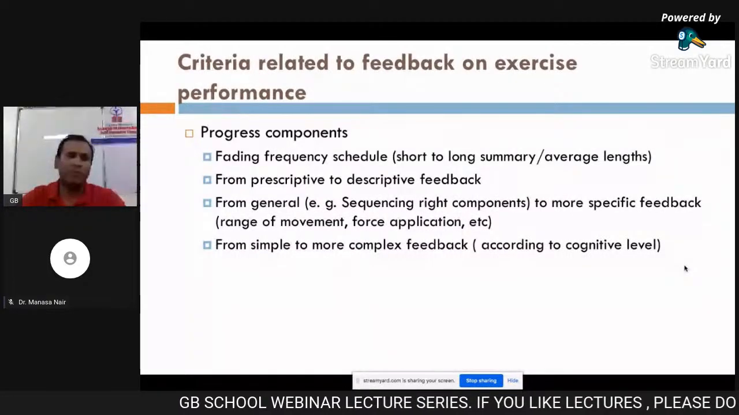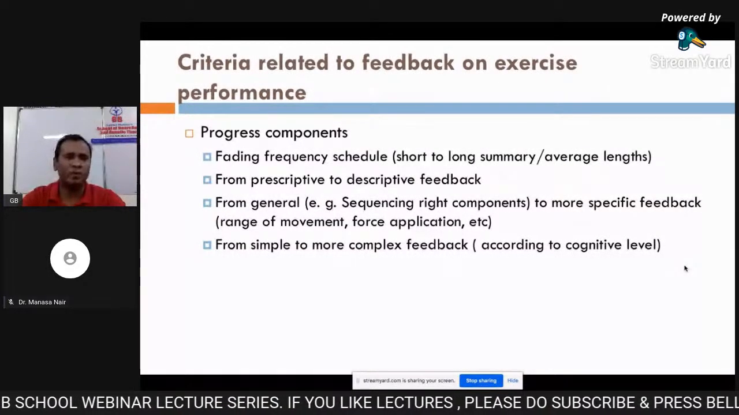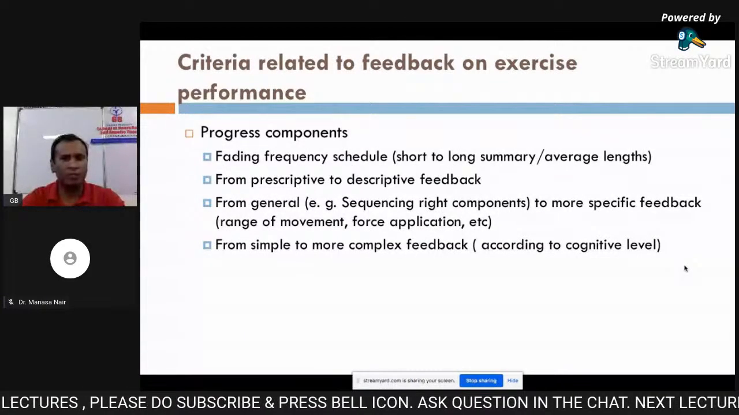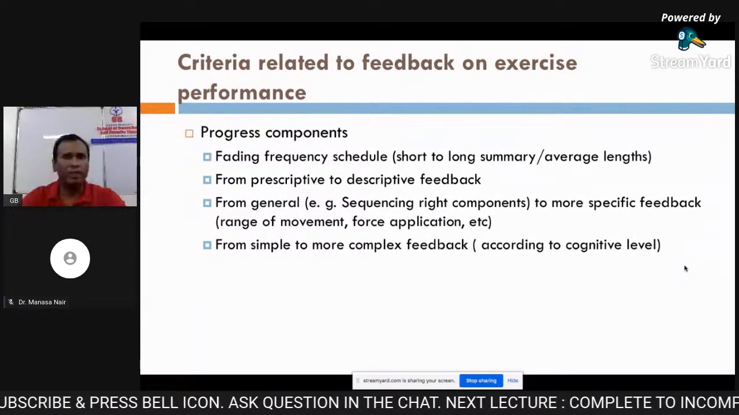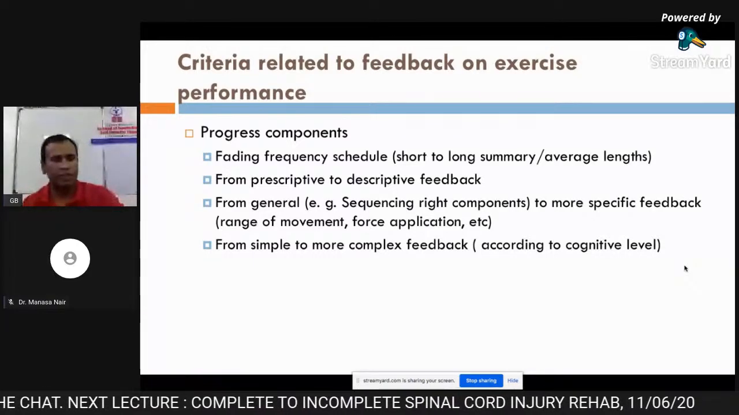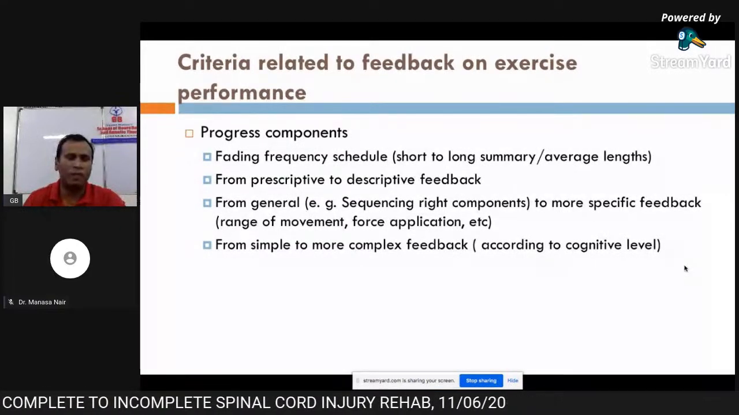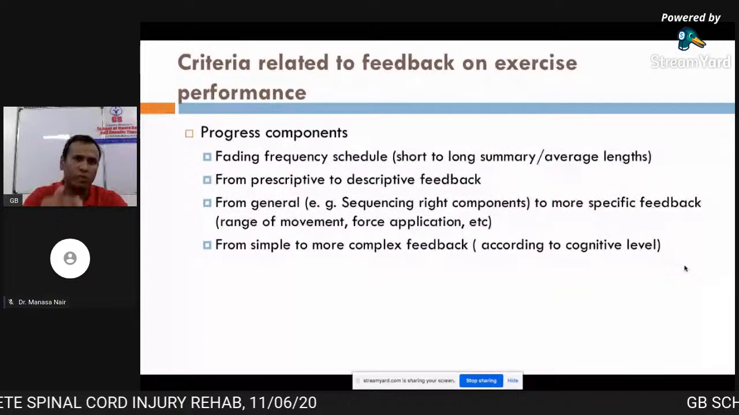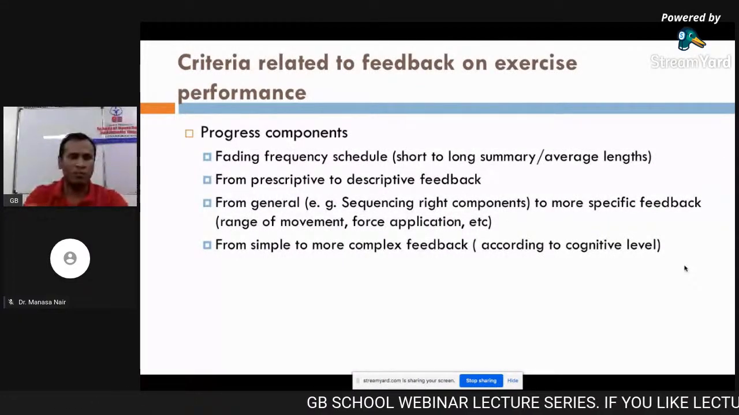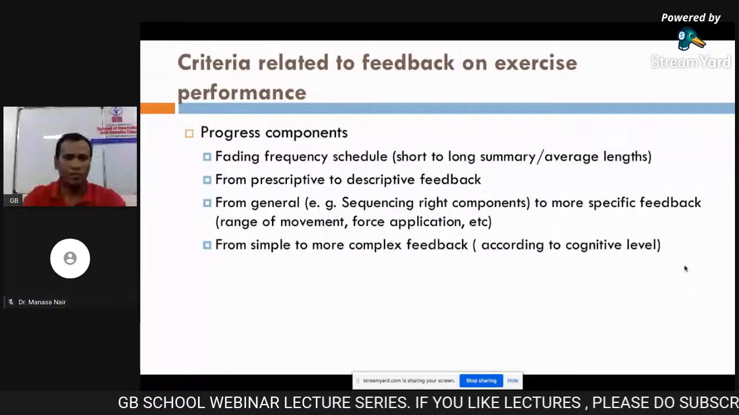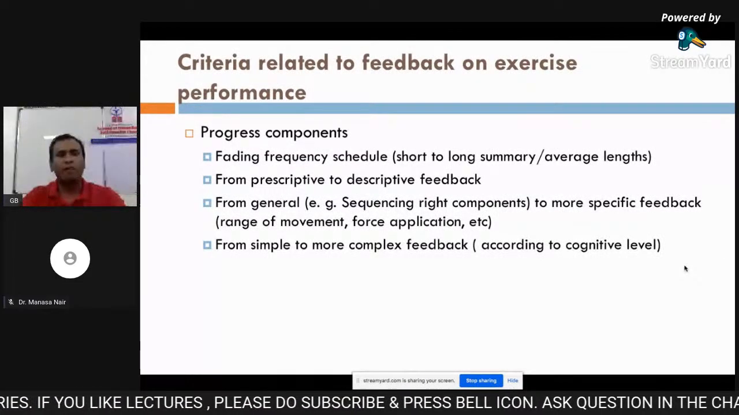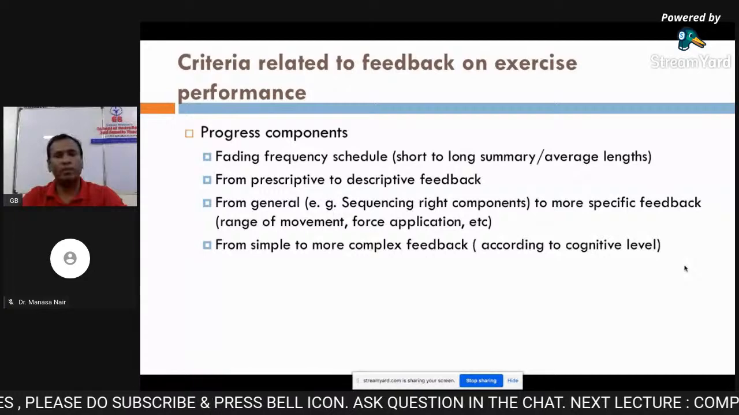So the frequency of the feedback and timing should be changed. And we should start from the prescriptive feedback to the descriptive feedback in the beginning, because as I said, the knowledge of result is so much important in the beginning. So in the beginning, you can tell him, okay, this is what you were expected to do, and this is what you achieved. So did you pass or fail? And you say, okay, you did not pass in the previous session, so I want you to do something differently this time. And once you do that, then you can give a descriptive feedback.